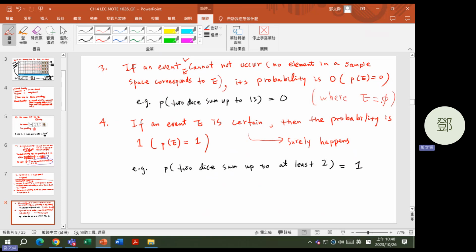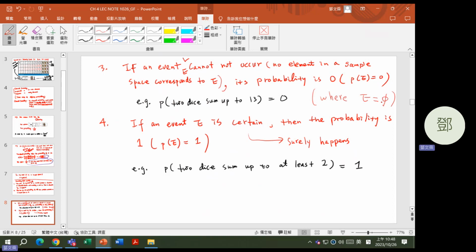And rule number 4: if an event E is certain, meaning it surely happens, then the probability of E is 1. That is P(E) equals 1. For example, the event that two dice have a sum of at least 2. That's a surely happening thing. It surely happens.